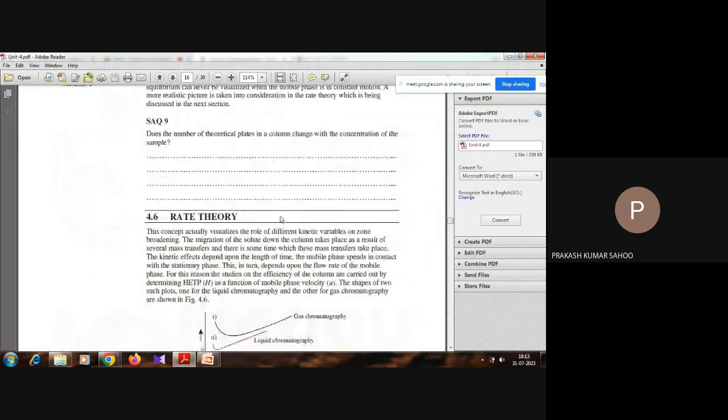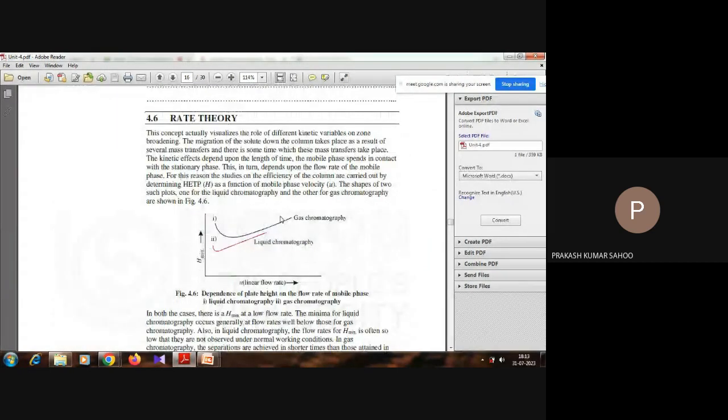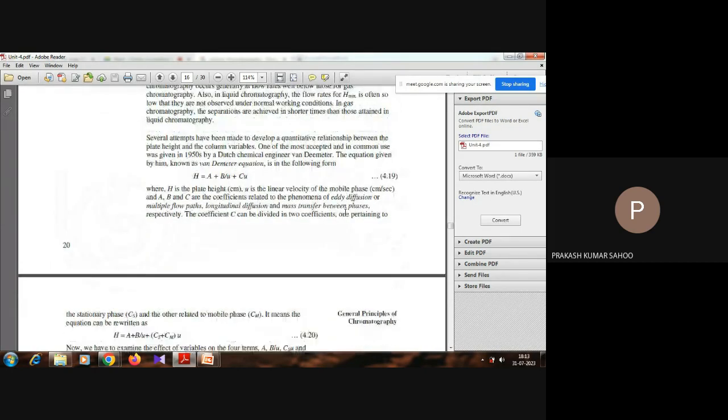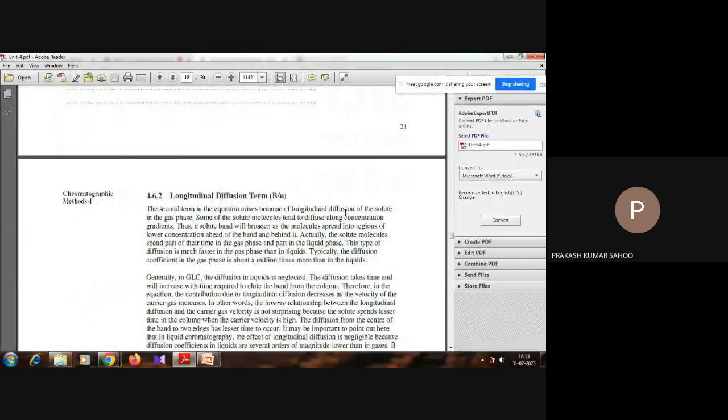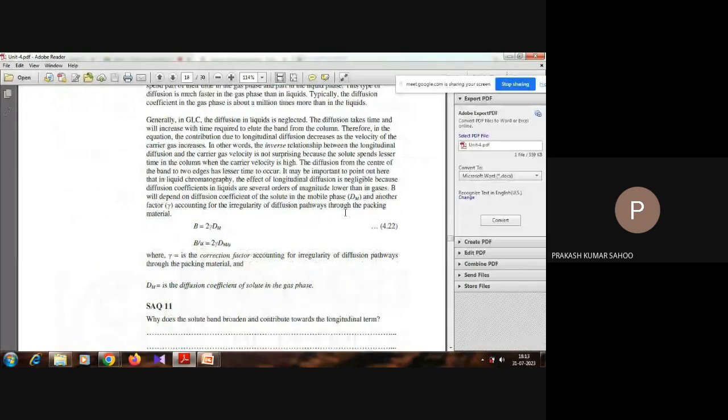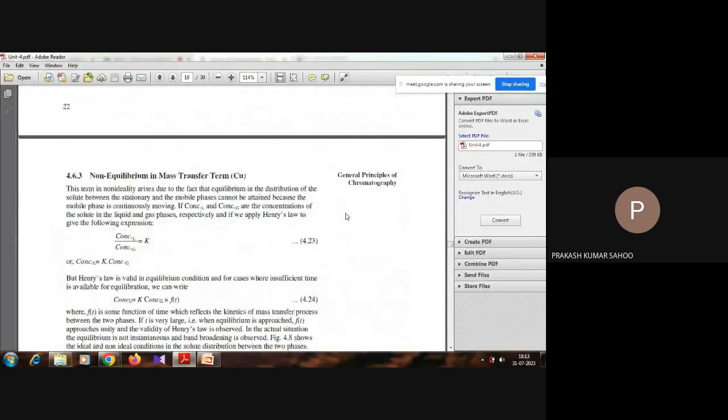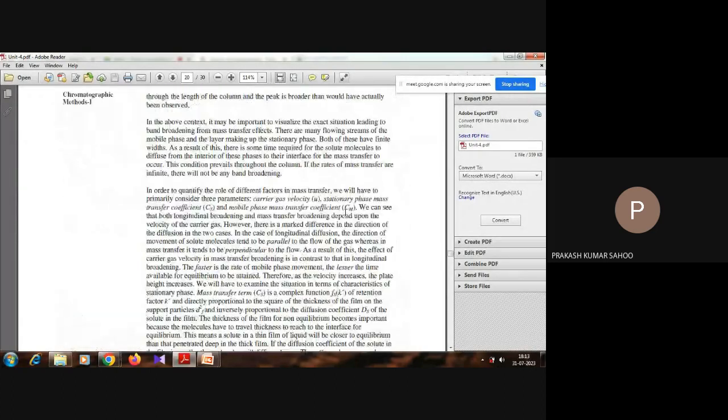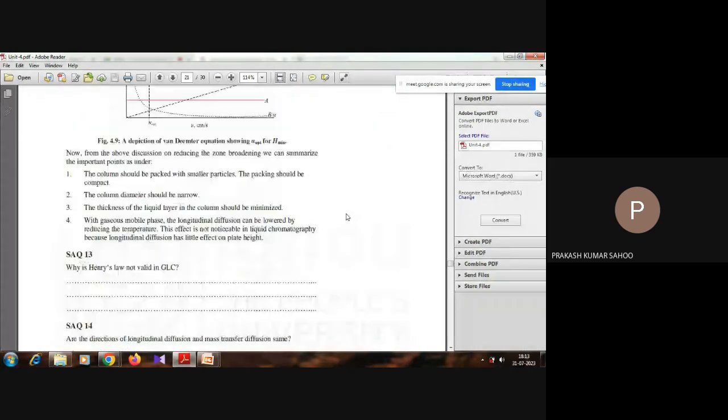Then we have rate theory, that is a kinetic theory. If we have height divided by linear flow rate, we have these two things. Then these things are not required from your examination point of view, and this will not come. Generally the different principles are required. I have just kept these things, non-equilibrium, not required.